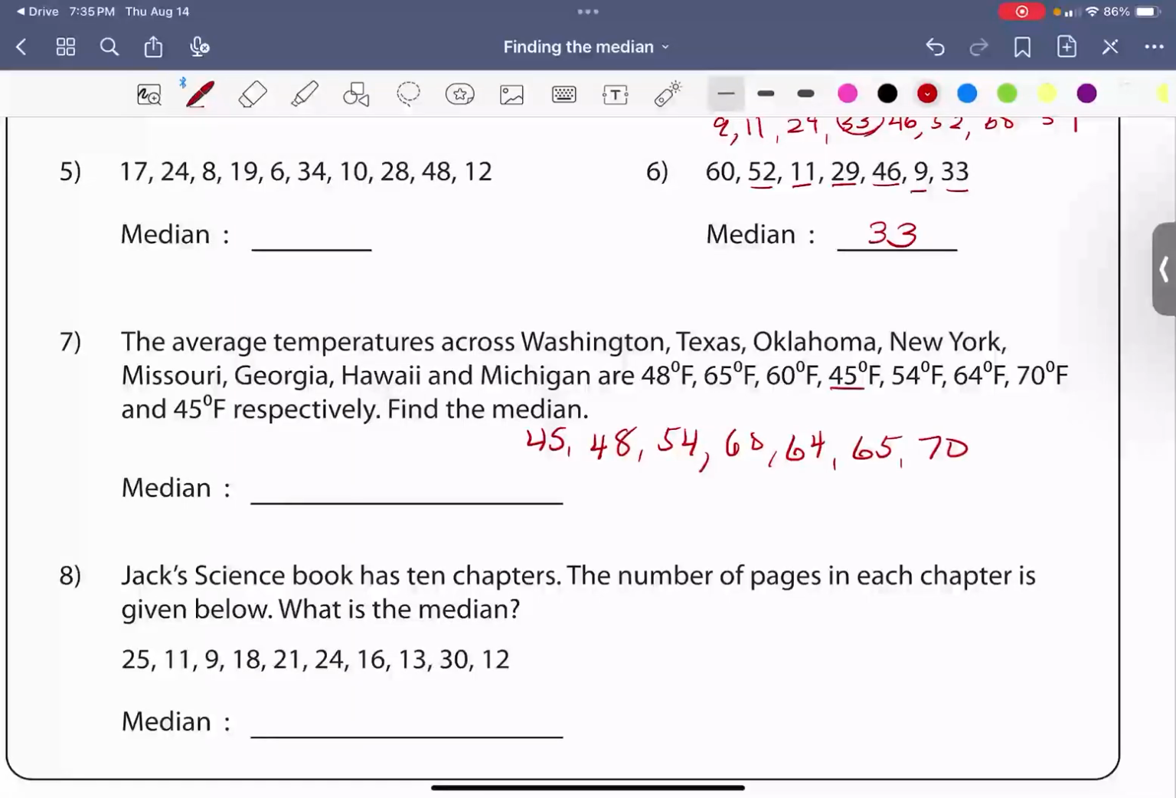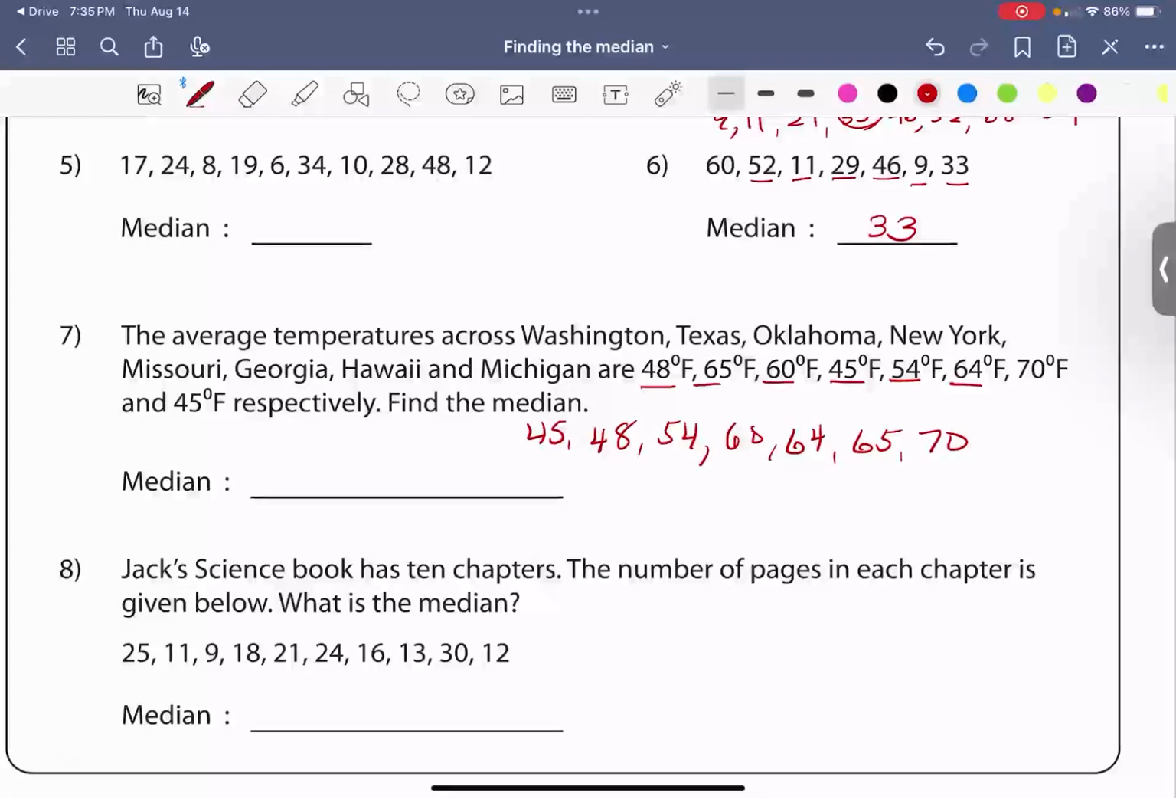So 45, 48, 54, 60, 64, 65, 70. So I did that to double check to make sure I had all the numbers. So let me count and see how many numbers are there in total. We have 1, 2, 3, 4, 5, 6, 7. All right, so we have an odd number. So the median is going to be right in the middle. So the answer is 60.